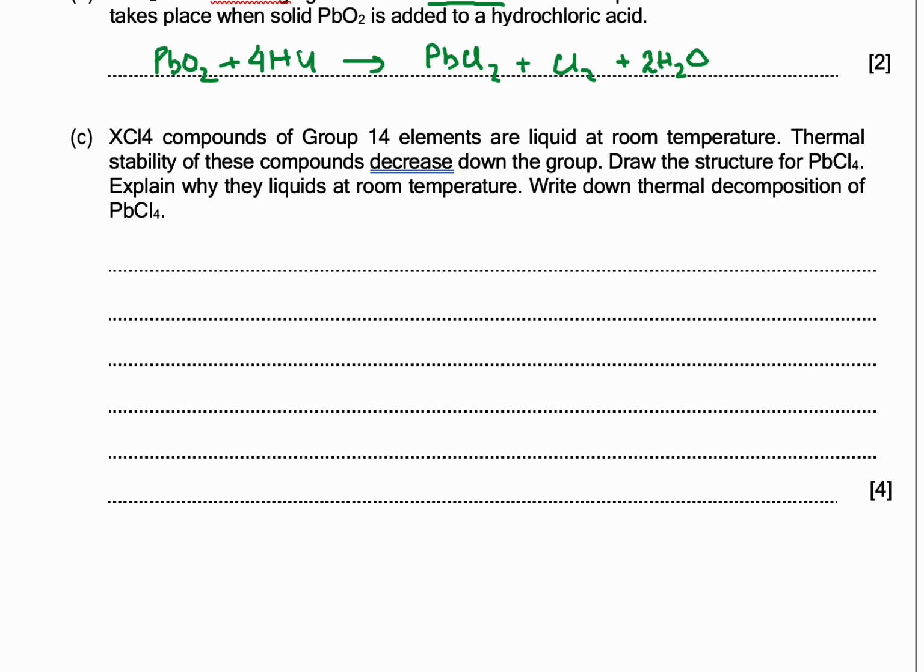Next question. XCl4 compounds of group 14 elements are liquid at room temperature. Thermal stability of these compounds decreases down the group. Draw the structure of lead tetrachloride. Explain why they are liquid at room temperature. Write down the thermal decomposition of that tetrachloride. First, draw the structure of lead tetrachloride. Lead tetrachloride has a tetrahedral structure. Here we have chlorine, here we have chlorine, and with a dashed line, chlorine. So this is the structure of lead tetrachloride, which has a tetrahedral structure.